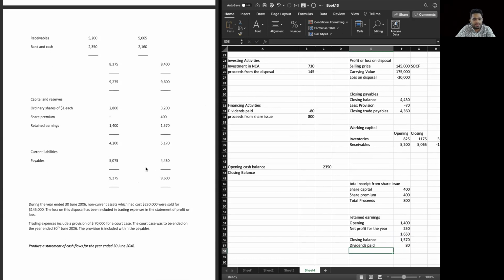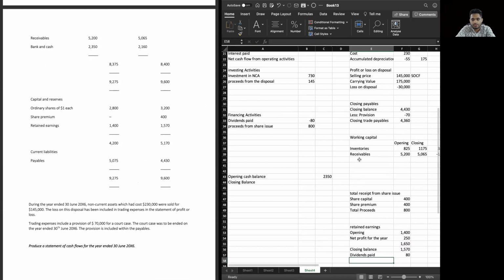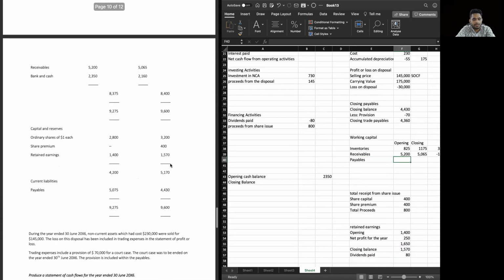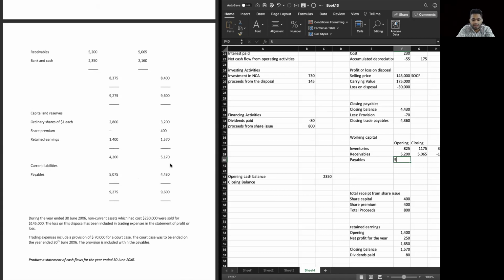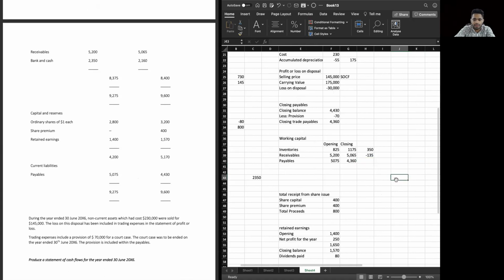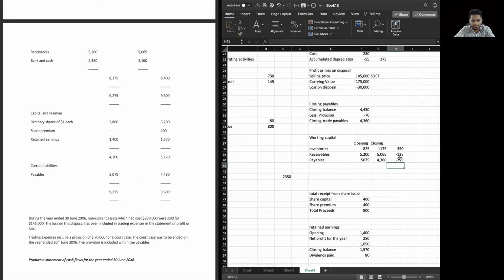Now my current liabilities is going to be my payables. The opening balance of my payables is 5,075. Now there was an adjustment coming for my payables, which came from my provision. So now my closing payables is 4,360. So when you look at it, there is going to be a decrease in your payables by 715.